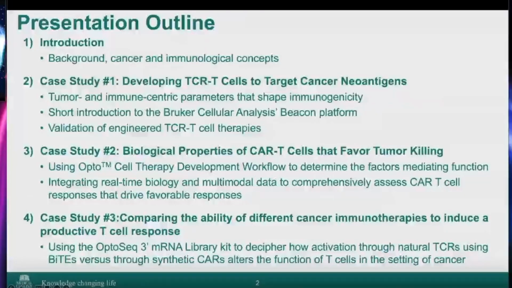So there's three main case studies that I'll be covering today. The first being on some of the developments we've worked on in the TCR T cell space. The next case study will be focusing on determining the biological properties of CAR T cells that favor tumor cell killing. And then briefly in the last case study, I'm actually going to present some more recent data where we're able to compare the different cancer immunotherapies like bispecific antibodies and CAR T cells, and then look at the transcriptional profile of these cells in order to gain more insight into the different mechanisms of action of these different therapeutics.